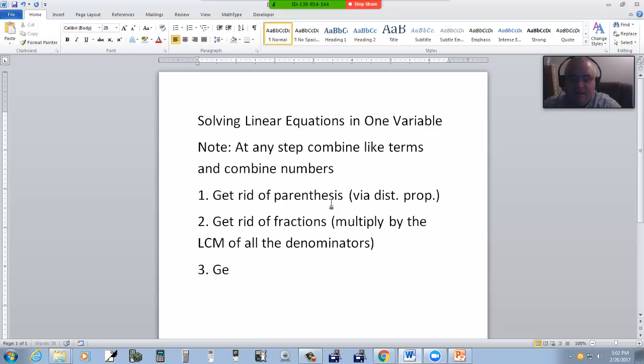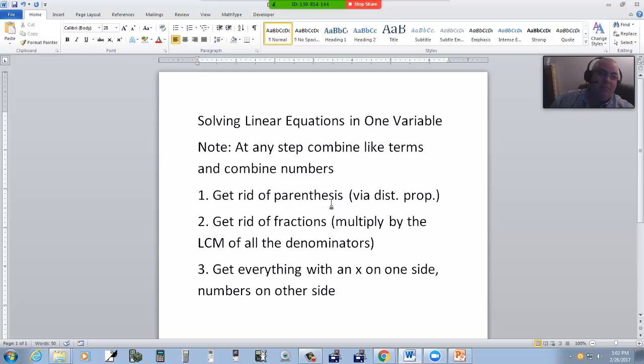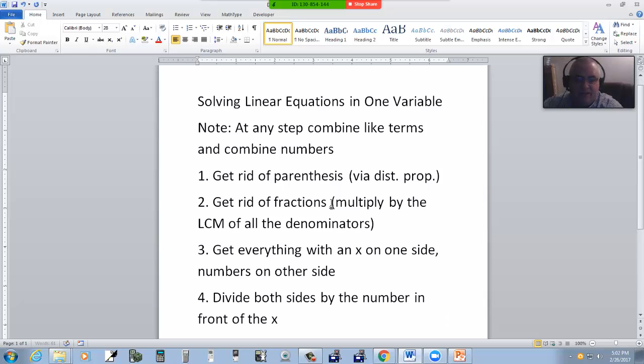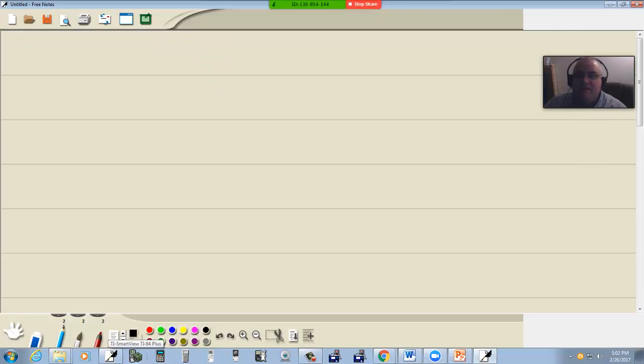Third step, get everything with an X on one side, numbers on the other side. When I say everything, I'm talking about terms. Step 4, divide both sides by the number in front of the X, although you can have any variable. So let's take a look at an example.